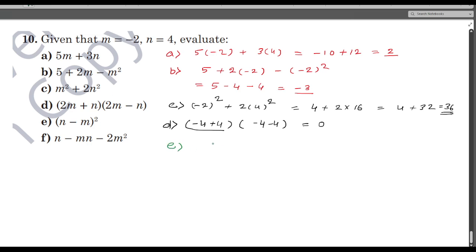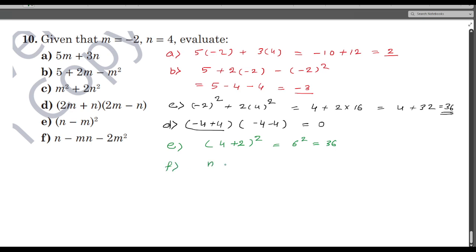E: It is n, which is 4, minus m. So I am subtracting -2, it will become +2. So 4 plus 2 square. 4 plus 2 is 6 square. 6 square is 36.